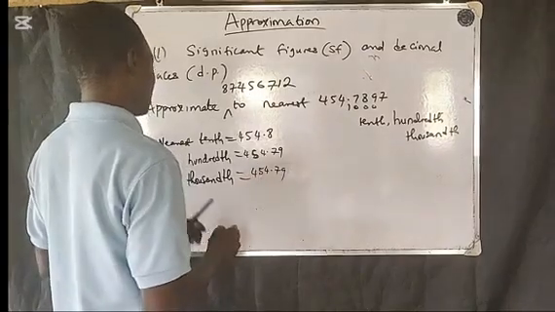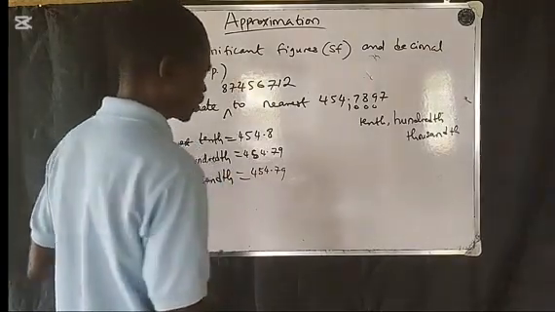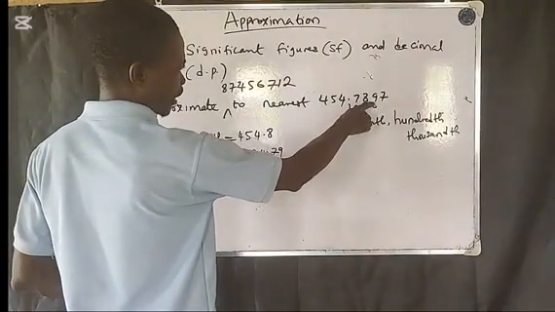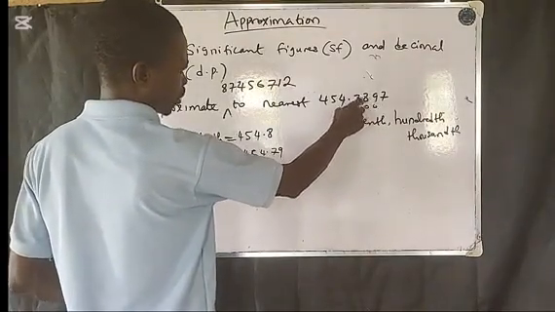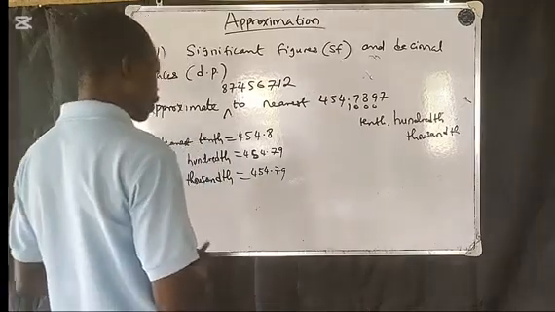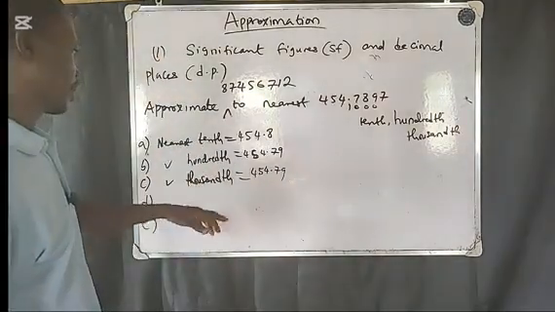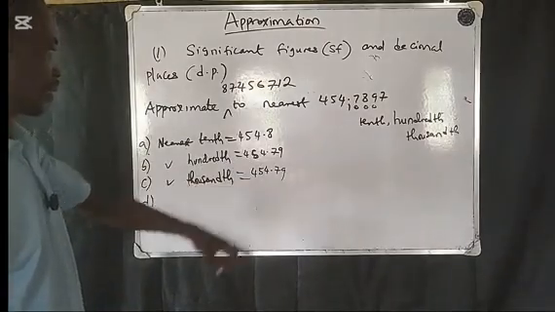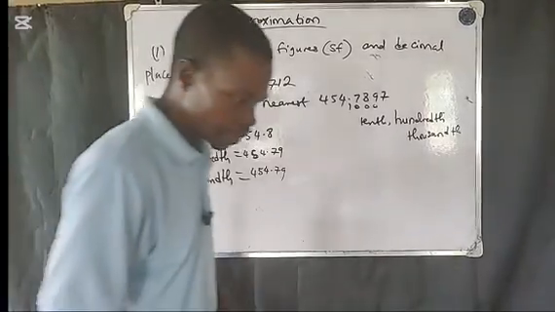454.79. So nearest 100 and nearest 1000 give us the same value, because the moment you add 1 to 9 it becomes 10. You can't write 10. You now turn the 1 to this place. So you now have 7800. So this is nearest tenth, nearest hundred and nearest thousand.